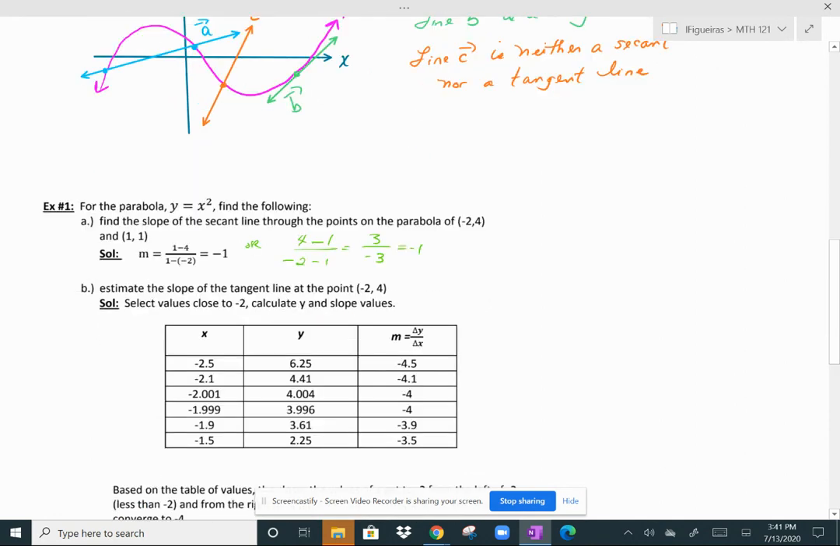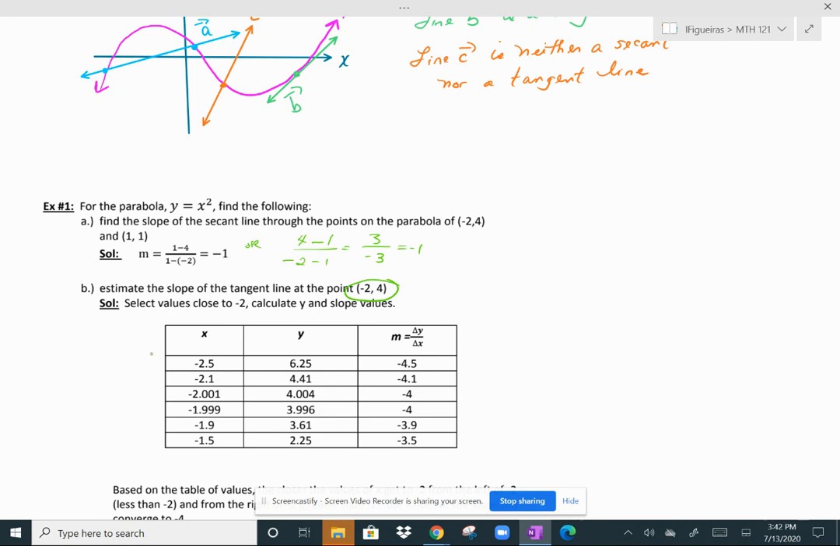Now we want to estimate the slope of the tangent line at the point -2, 4. So in order to compute the slope of a line, you need 2 points. So if I'm only given a single point, that makes it kind of impossible to use the slope formula. So we're going to estimate it by picking values that are very close to -2, 4, so that we could compute the slope of the tangent line, or at least guess what it would be.